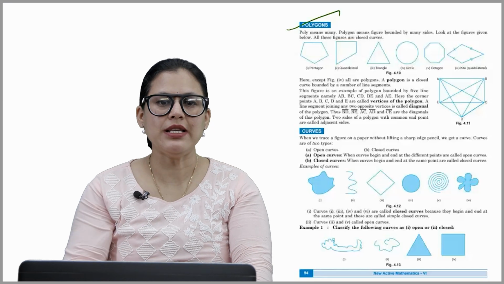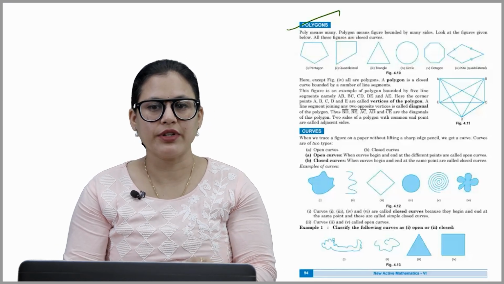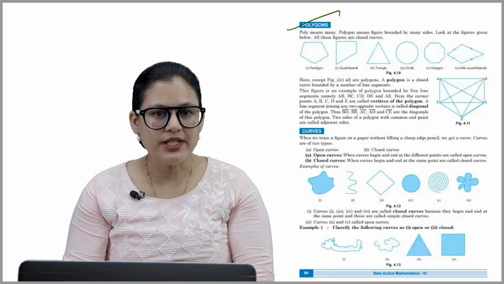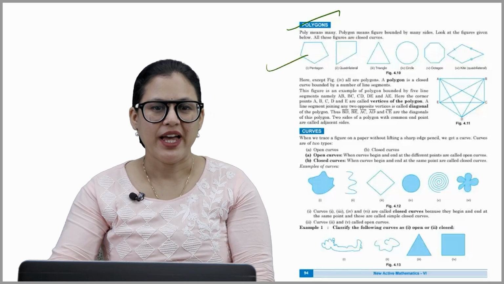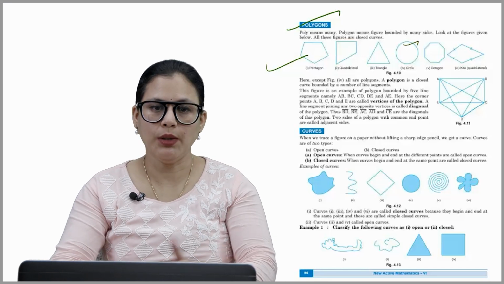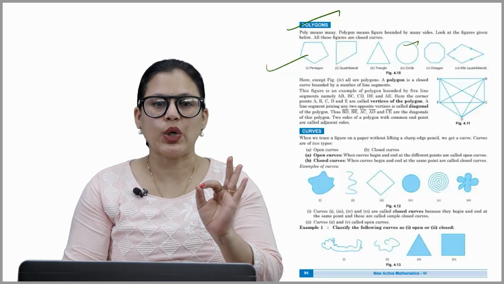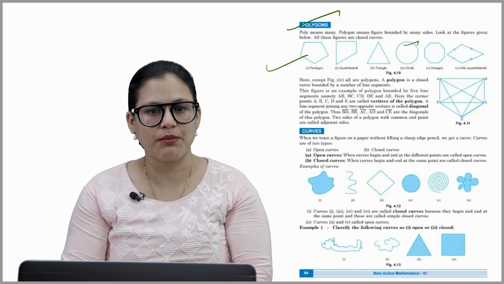Polygons. Poly means many. Polygon means a figure bounded by many sides. Look at the figures given below. All these figures are closed figures, if you look at them carefully. Here, except for the circle, all are polygons. A polygon is a closed curve bounded by a number of line segments.